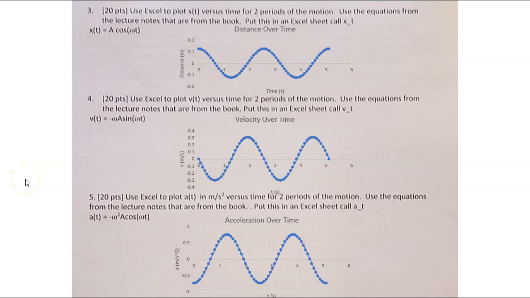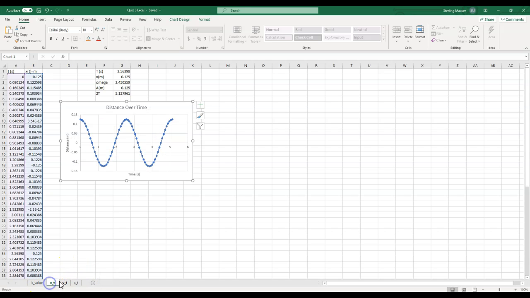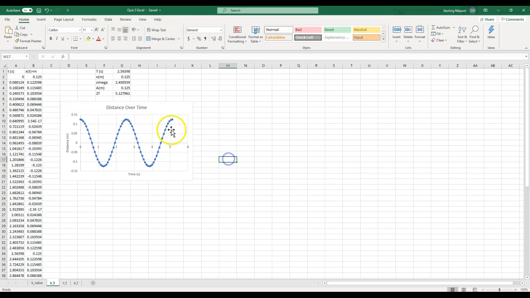So for number 3, I had to plot a distance versus time graph for 2 periods of motion with the spring. So yeah, here's the graph right here over 2 periods of time. I just copied and pasted it from my Excel. So here is my distance over time graph.